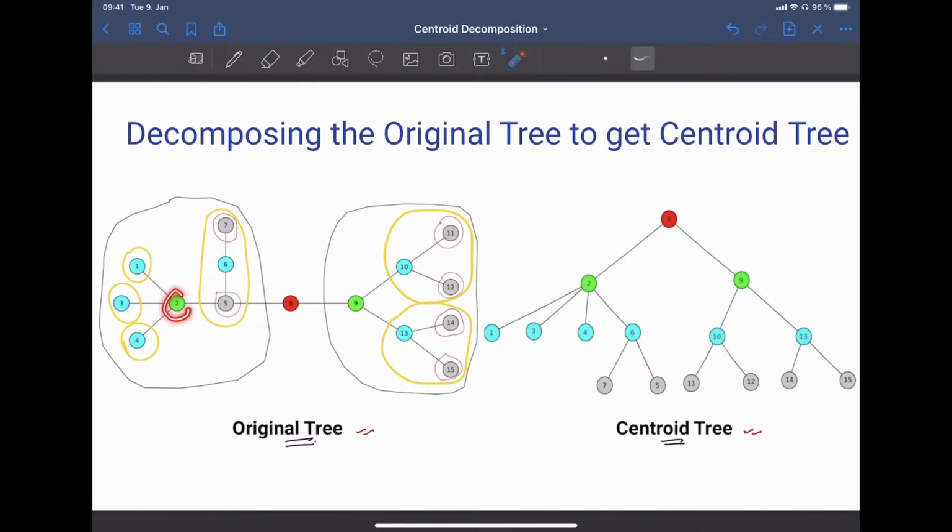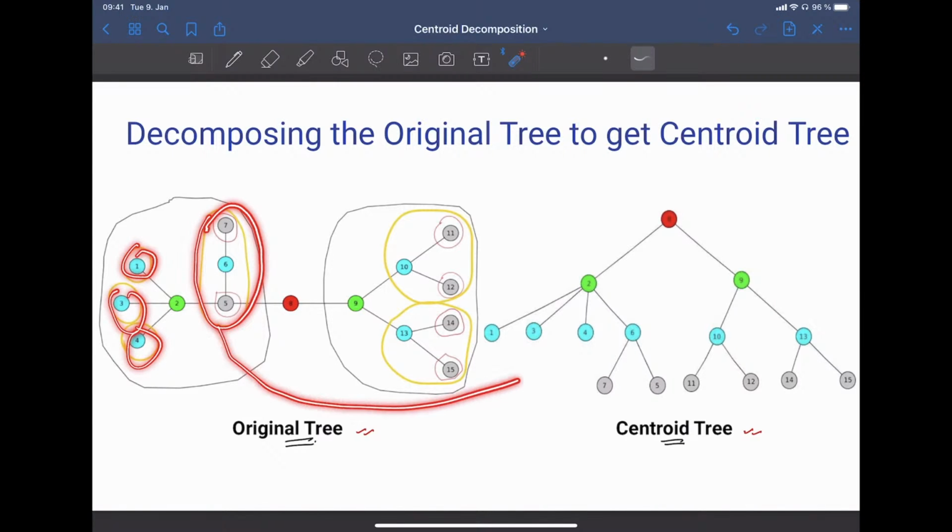Similarly, for node 2, you attach all the four children. Every subtree formed when you remove a node will form a child of that node in the centroid tree. So if you remove 2, you get 4 subtrees: 1, 3, 4, and this one. All these 4 subtrees will become 4 children of node 2 in the centroid tree.